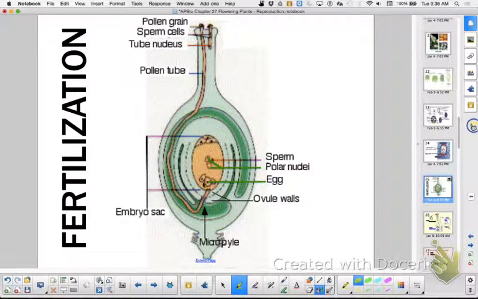A mature seed has 3 parts. It has a seed coat, stored food, and an embryo. Seed coat, stored food, and an embryo.